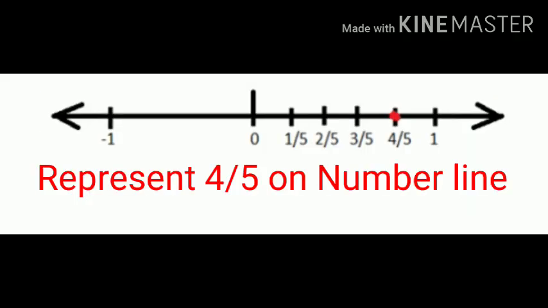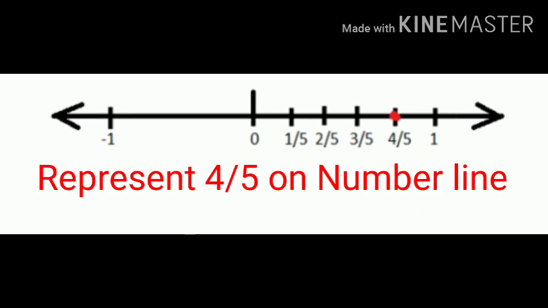Now let's see an example. Represent 4 upon 5 on the number line. Here 4 upon 5, denominator is 5. So each section of this number line, that is from 0 to 1, 1 to 2, 2 to 3, 3 to 4, same on the negative side also, from 0 to -1, -1 to -2, -2 to -3 and so on, we will divide each section into 5 subsections as given in the picture.